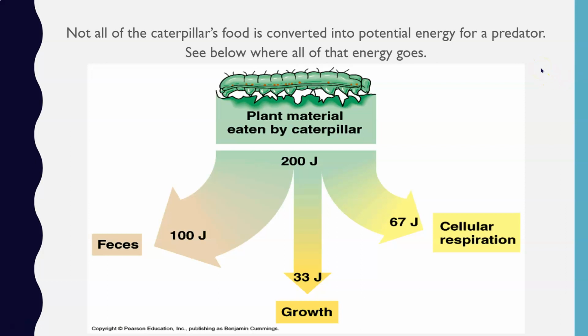So this is an example of a caterpillar. Not all of the caterpillar's food is converted into potential energy for the predator. So you're seeing a loss in feces, about 100 joules of energy. You're seeing cellular respiration, so that's metabolism, 67 joules. And then you are seeing growth happening as well. Okay, so there's a lot going on within this creature that uses the energy that it does intake. And that means the animals that eat the caterpillars will have to eat more caterpillars in order to suffice their energy needs.